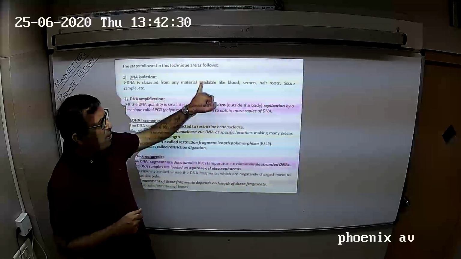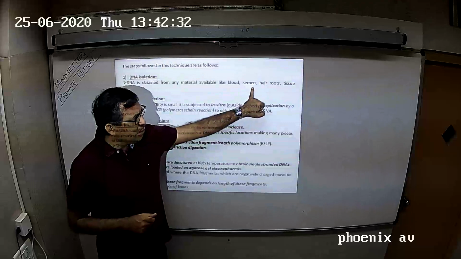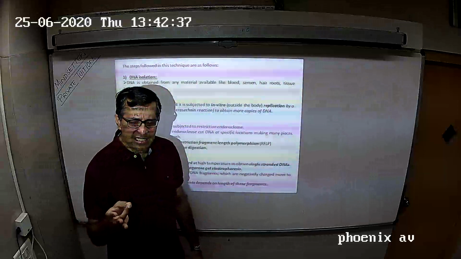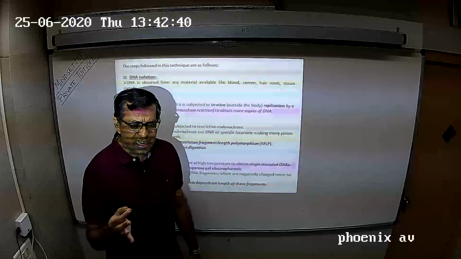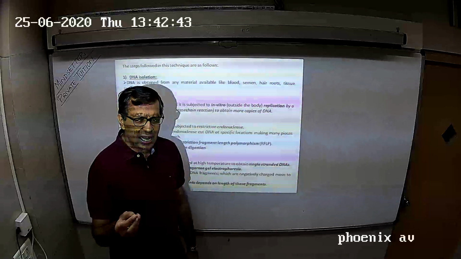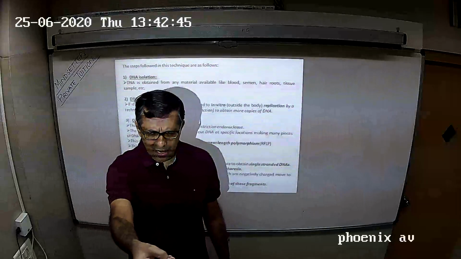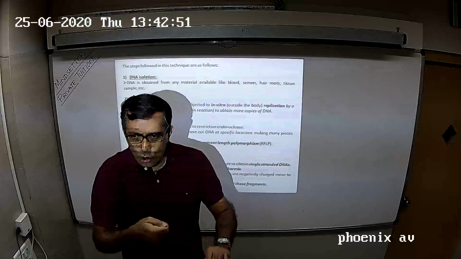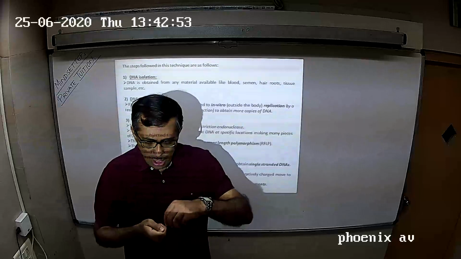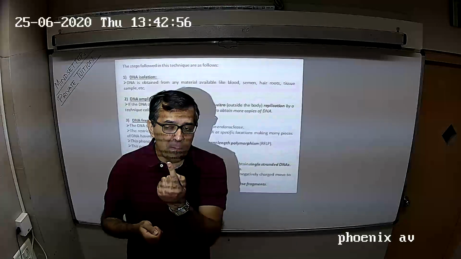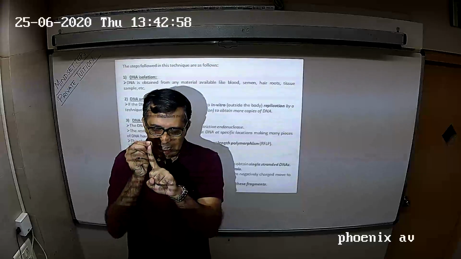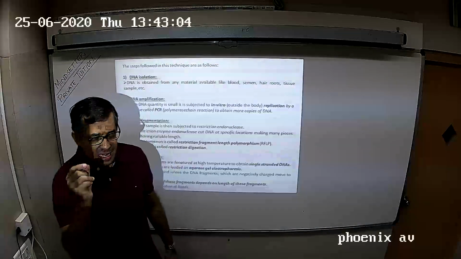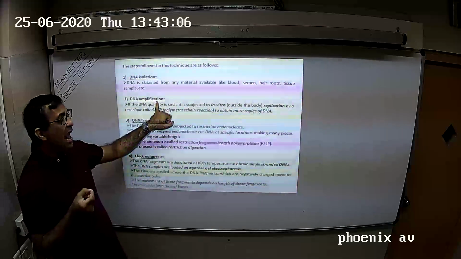DNA is obtained from any material like blood, semen, hair roots, tissue sample, so skin cells, hair cells, blood cells, tissue cells, कोई भी cell अगर आपको मिल जाए. से रेप हुआ है, a rape has taken place and from the vagina of the lady you take out some of the semen sample और उसके अंदर से आपको sperm मिलता है. So sir, that sperm has in it the DNA of the rapist, and then you do DNA amplification.